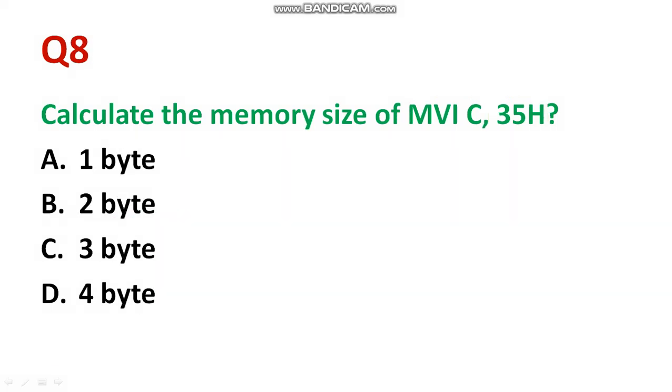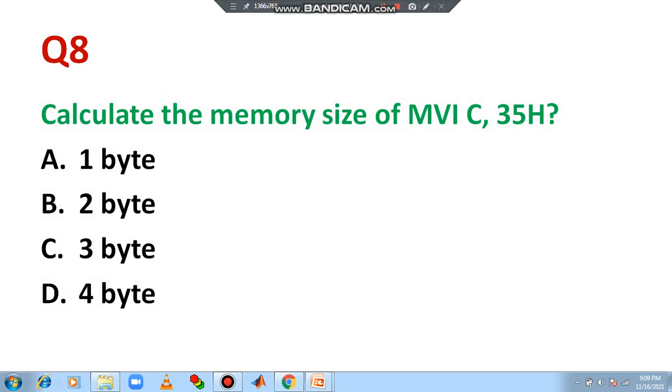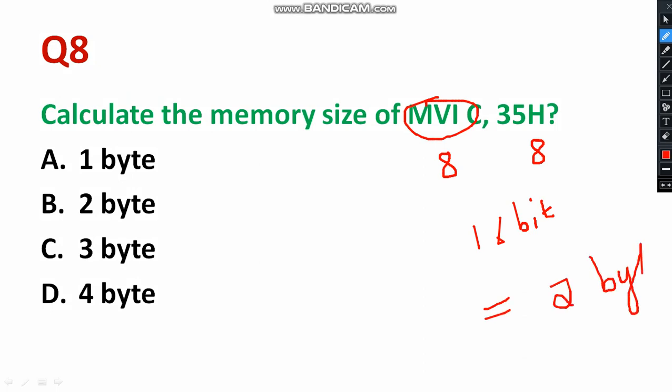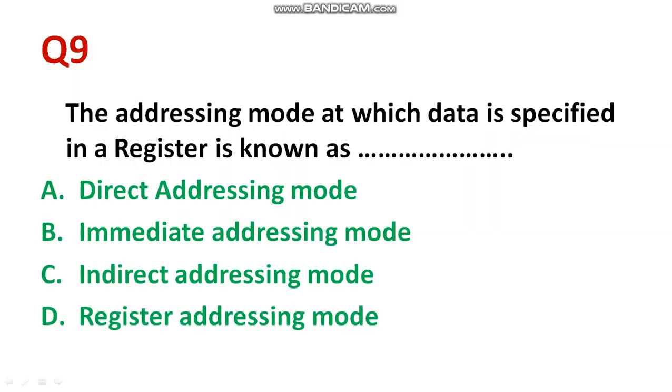Now question number 8. Calculate the memory size of MVI C, 35H. This is 8-bit data, correct? This is also 8-bit data. So 8 plus 8 means 16-bit, correct? What is 16-bit? 16-bit means 2 bytes. I think you are following me. 2 bytes. Okay, 2 bytes. So please select option B. 2 bytes is the correct answer.